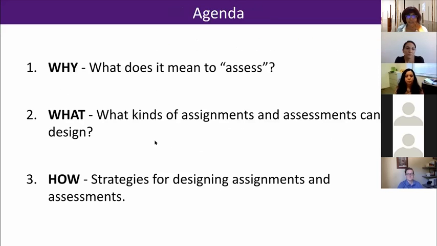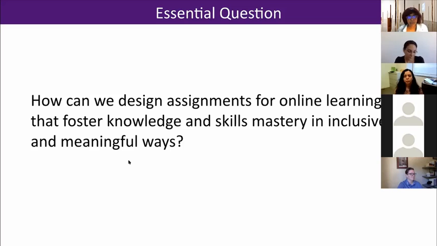So our agenda is really going through these sort of why, what, how questions. What does it mean to assess? What's our purpose? What kinds of assignments and assessments can we design beyond the usual suspects and usual things that we see? And then some strategies, like best practices for designing assignments and assessments. And this is our big question.